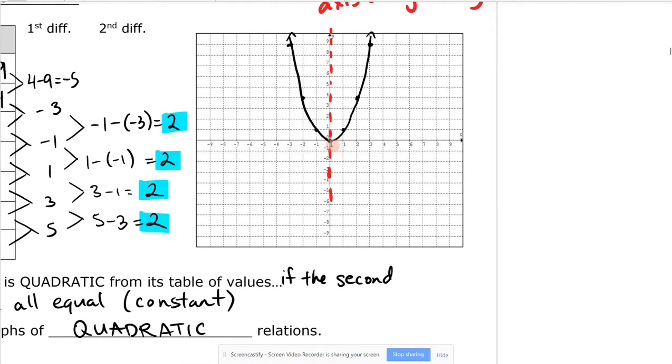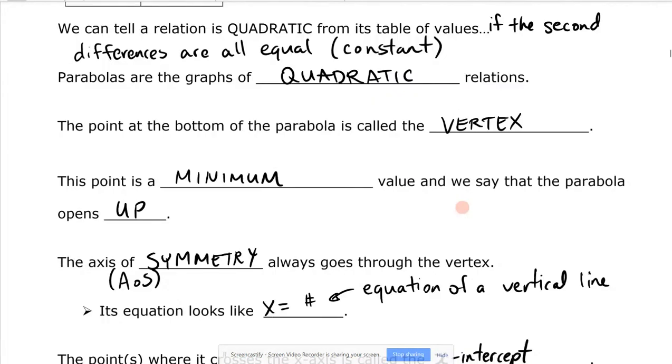Now, not all parabolas will be like that. Your vertices don't have to be x and y-intercepts. They could change as well.